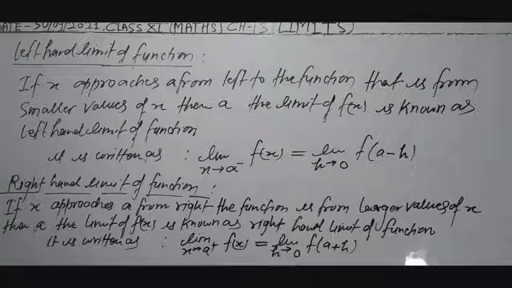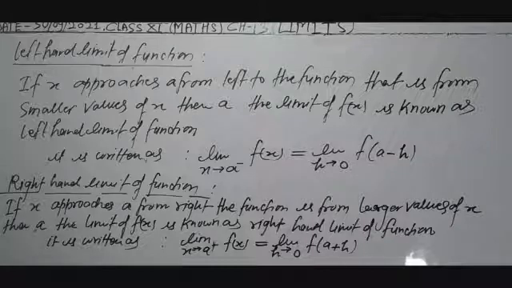Now see again. First of all, consider any function f(x), and x approaches a from the left, that is, from smaller values of x than a. Then the limit of f(x) is known as the left hand limit of the function, and it is written as limit x tends to a minus of f(x), read as limit x tends to a minus f(x), is equal to limit h tends to 0 of f(a minus h).